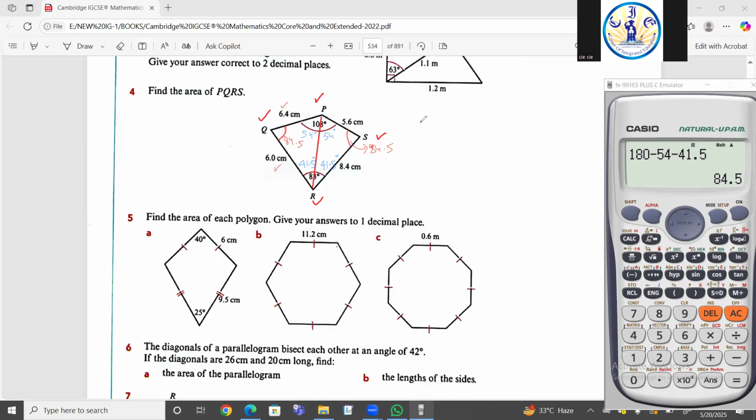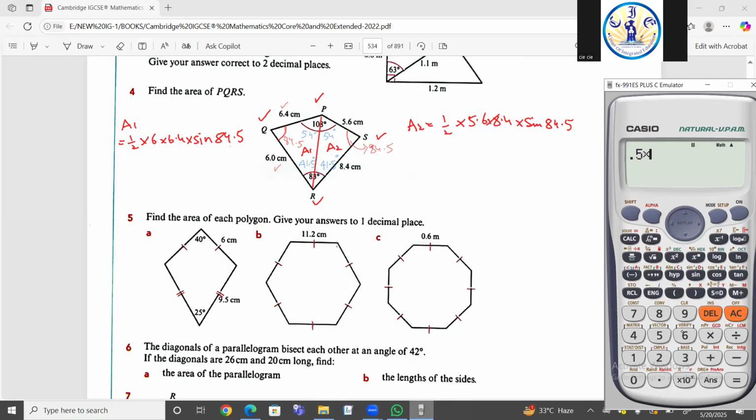Okay, let me do it. Area A1, if I call this A1 and this A2, A1 will be half times 6.0 times 6.4 times sine of 84.5, and area A2 will be equal to half times 5.6 times 8.4 times sine of 84.5. So let me calculate it.